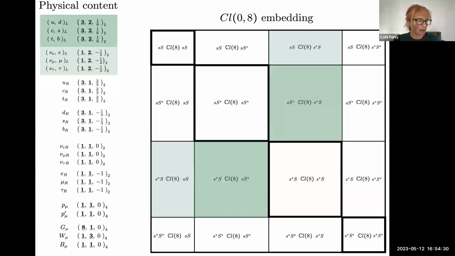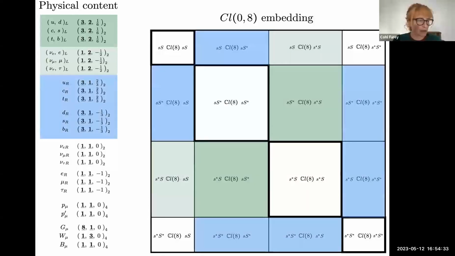Finally, these three generations of right-handed quarks fit perfectly into these dark blue subspaces, and they transform as do right-handed quarks. So now we're at the point where we've covered almost all of the off-diagonal blocks, and the only fermions that we have left to embed are the right-handed leptons.